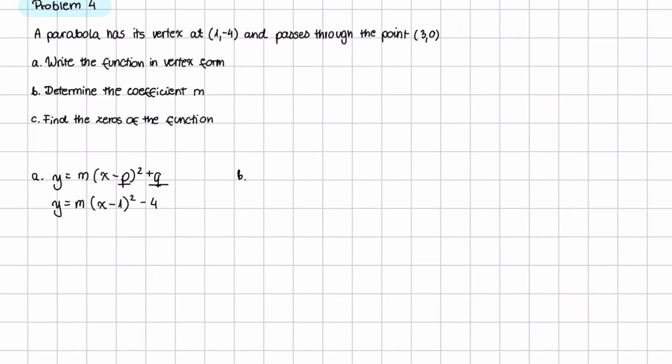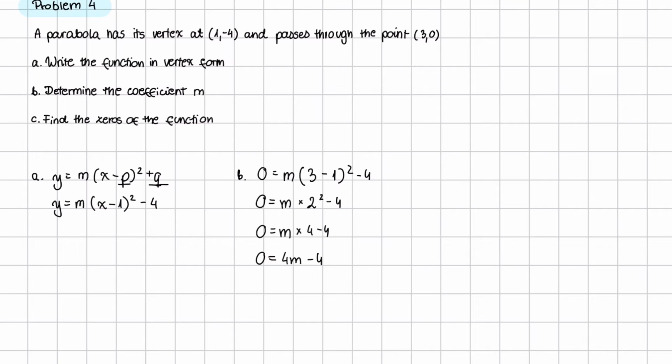In B we have to determine the coefficient m. So we know that our function, our parabola, passes through the point 3, 0. So simply we need to substitute this point. So 0 equals m, and x is 3, so 3 minus 1 squared minus 4. So 0 equals m times 2 squared minus 4. So 0 equals m times 4 minus 4. So 0 equals 4m minus 4.